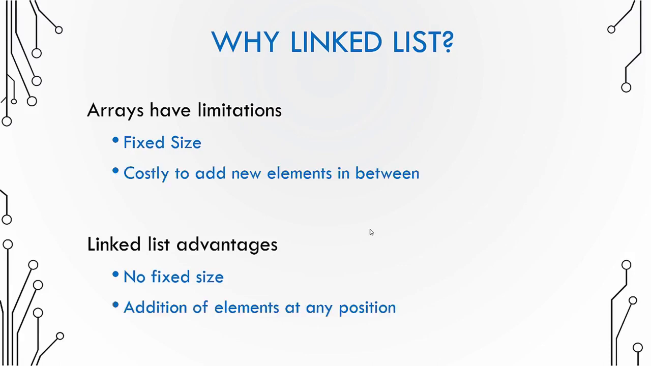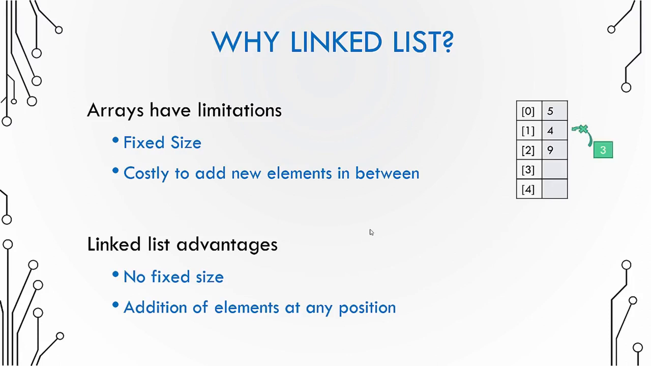Now, another limitation of array is that it is costly to add new elements in between. In case of linked list, we don't have such a problem. Now, what do you mean by it is costly to add new elements in between? Well, for example, if you have this array where you have 3 elements, and if you have to insert a number 3 in between these 3 elements, so if you have to insert 3 in place of 4, you need to shift down 4 and 9. So it is kind of costly to add new elements in specific positions if there is already some element there.